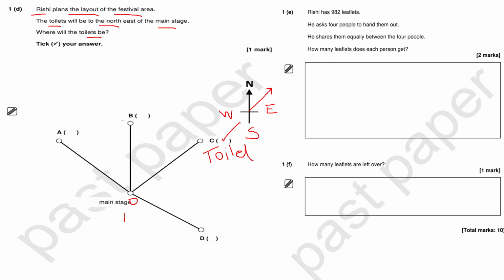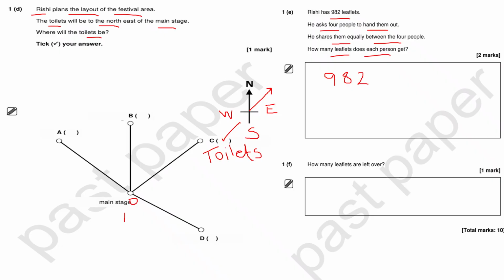What about 1E, guys? So Rishi has 982 leaflets. He asks 4 people to hand them out. He shares them equally between the 4 people. How many leaflets does each person get? So if you're sharing them equally, it means it's a division. So I'm doing 982 divided by 4.